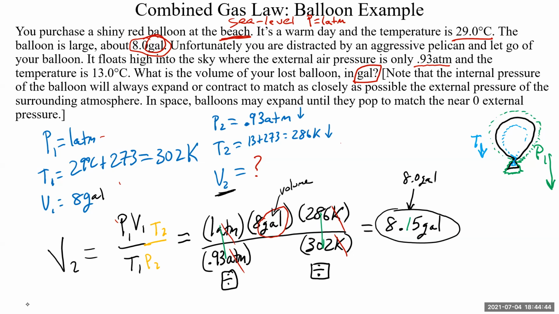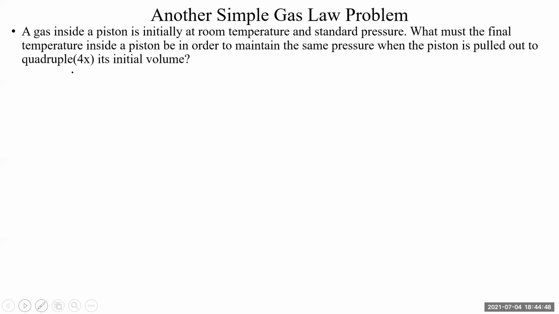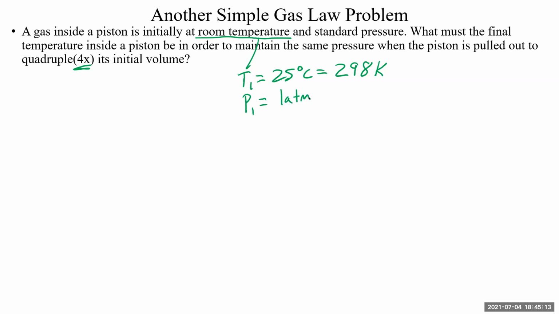All right, let's see. Another simple gas law problem. This time again, just like all of them, I'm going to use one where we have ratios rather than actual numbers. So the gas inside of a piston is initially at room temperature. Remember, room temperature means temperature 1 is 25 degrees Celsius or 298 Kelvin, 273 plus 25. And standard pressure, remember standard pressure is 1 atmosphere. What must the final temperature be?